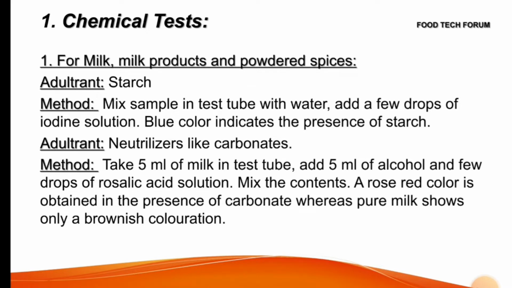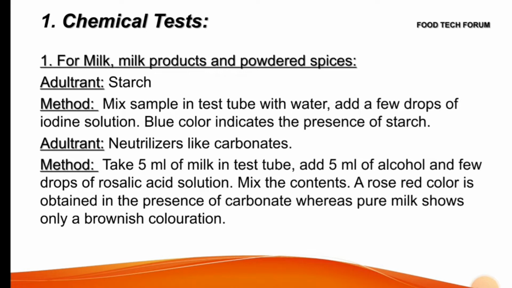So the first adulterant used is starch. Okay, so how to detect it? There is a simple method. First we have to mix the sample in a test tube with water and add a few drops of iodine solution. When iodine solution reacts with starch, it forms a blue color. So blue color indicates the presence of starch. That is how we can detect it.